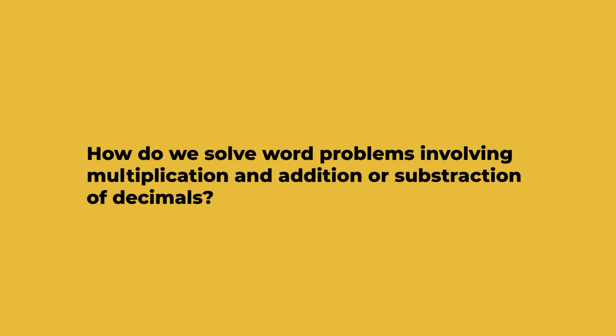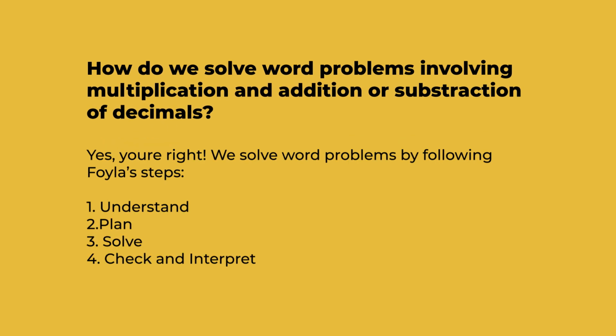How do we solve word problems involving multiplication and addition or subtraction of decimals? Yes, you're right! We solve word problems by following Polya's 4 steps. First, understand. Second, plan. Third, solve. Fourth, check and interpret.